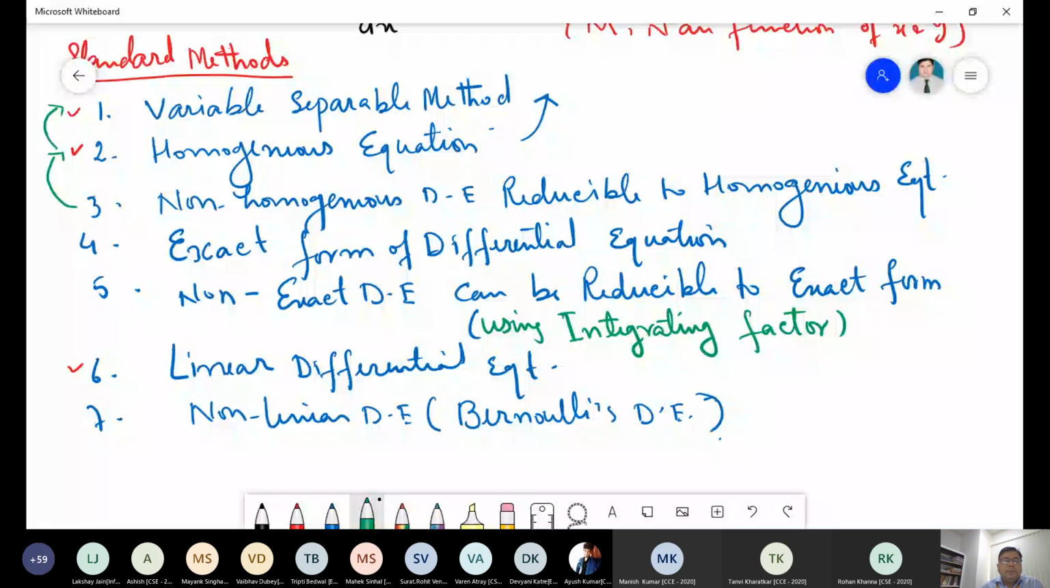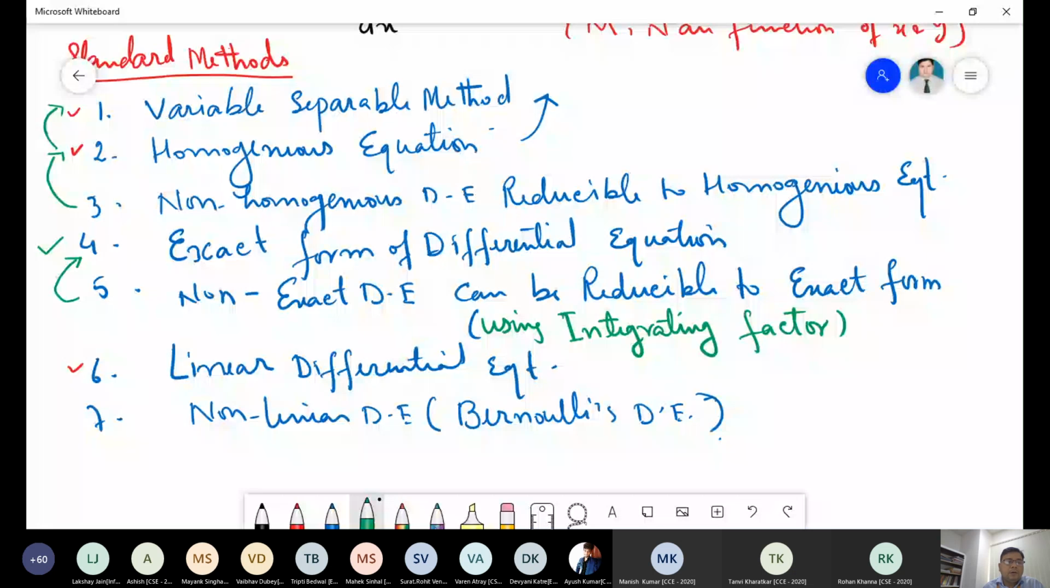Another way is the exact form. There is a condition, and if it follows the condition, then this shows that the equation is in exact form, and there is a method by which we can directly find the solution of that differential equation. Similarly, in the non-exact differential equation, we have to reduce this non-exact into the exact form, and then we solve by using the exact method. It's very simple. Then similarly here it's a linear differential equation. We have to find the integrating factor, multiply by that, and then we can solve this.